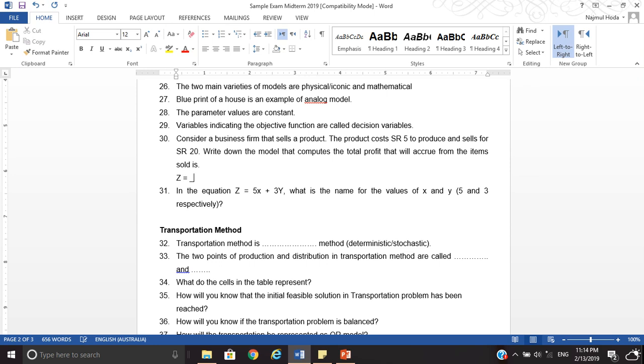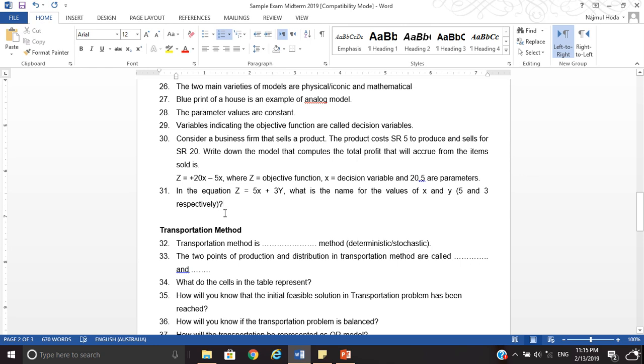So when you write the model, just pay attention to clearly mentioning everything: z = 20x - 5x, where z is equal to the objective function, x is equal to the variables, or let's make it decision variable, and 20 and 5 are parameters.